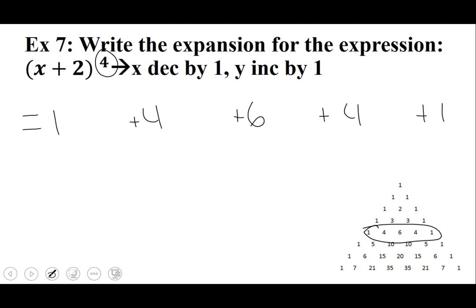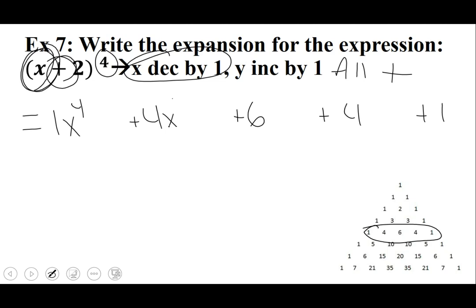My second coefficient is a positive 4, followed by a positive 6, followed by a positive 4, followed by a positive 1. So now I have to take my two quantities and use the pattern. Again, this positive right here is how I know that all of the coefficients are going to be positive. Taking a look at the first term, which is x, whatever is in that slot, you're going to decrease the powers by 1, starting at the biggest. So because n is 4, you're going to get x^4, x^3, x^2, x^1, and finally x^0.